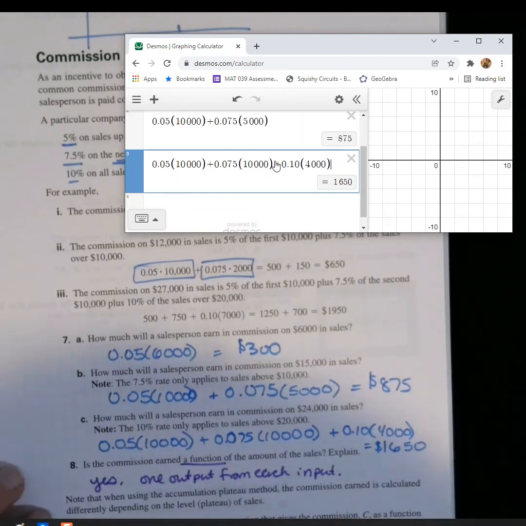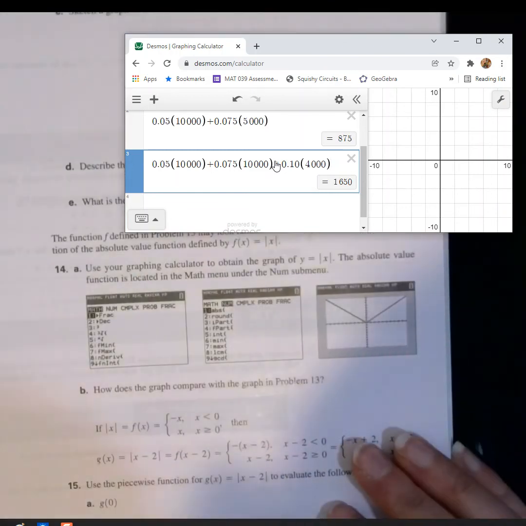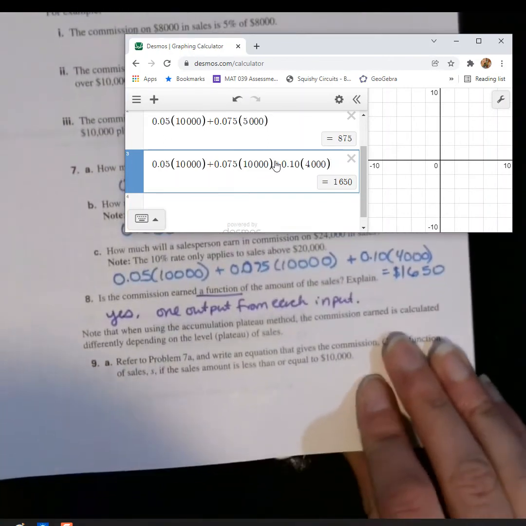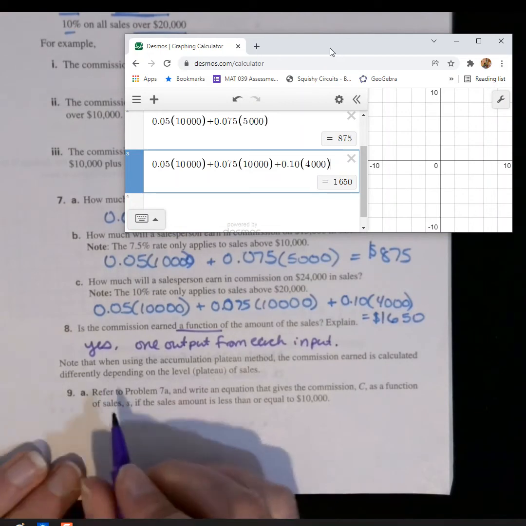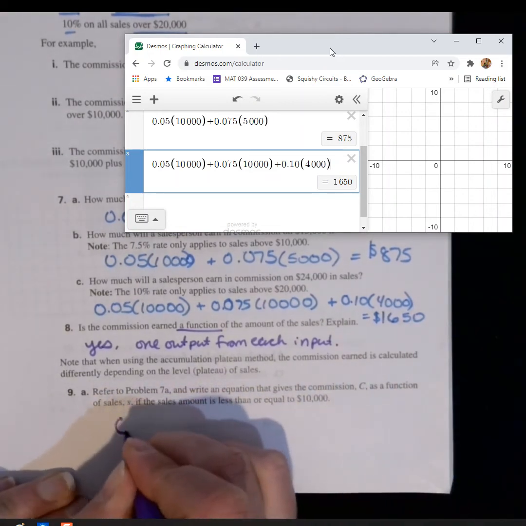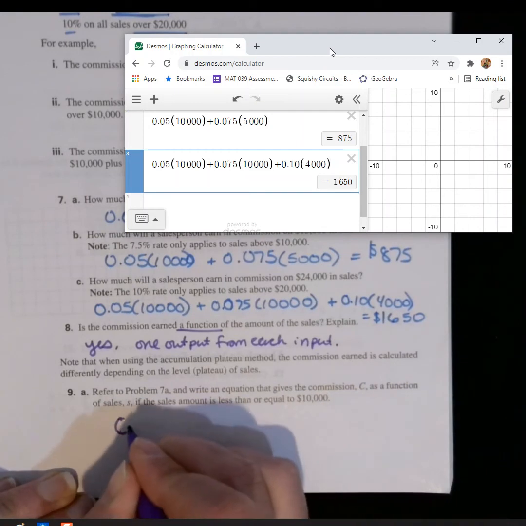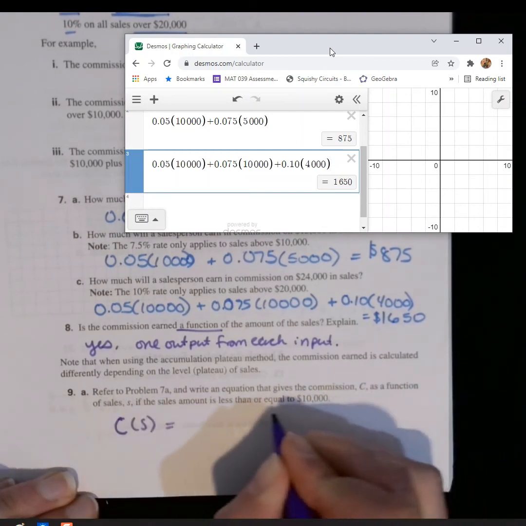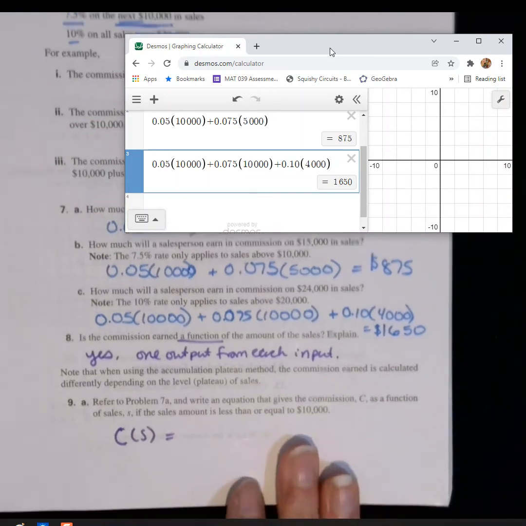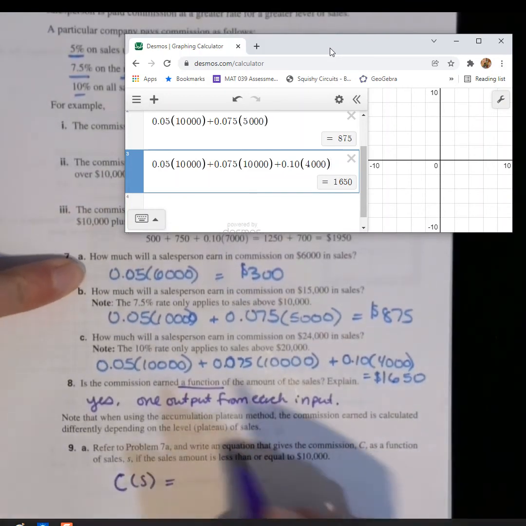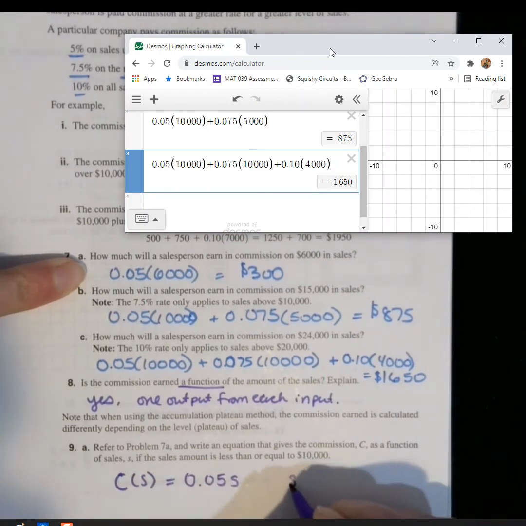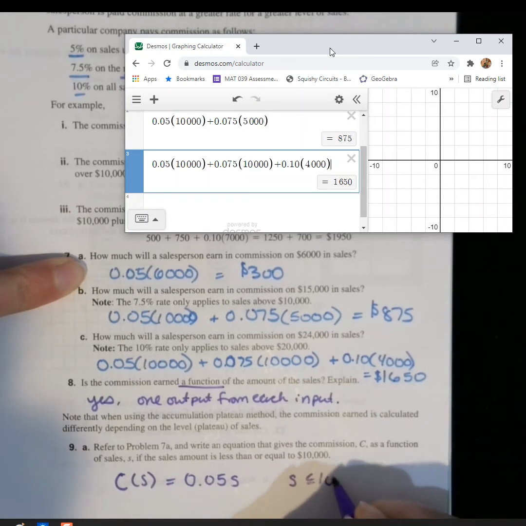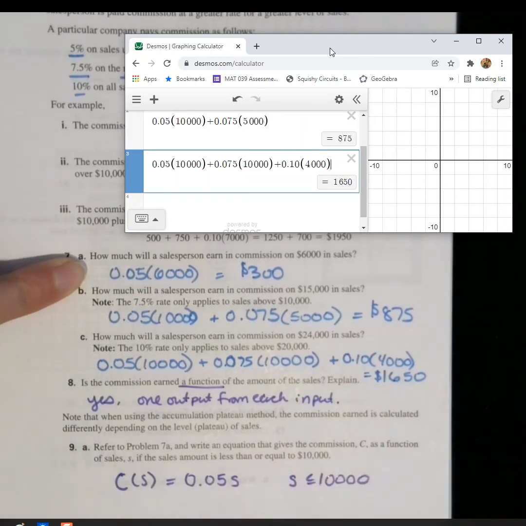Okay, so in number 9, it looks like on this page and the next, we're going to try to build up this function. So first, I'm going to keep my decimals up there. Hopefully it's not in the way because I'm going to need it in a moment. So first, we're going to do our C, the commission as a function of S sales, if my amount is less than 10,000. So if we are less than 10,000, like part A, we just need the 5% times our sales. And that's going to be true for any sales that are less than or equal to 10,000.